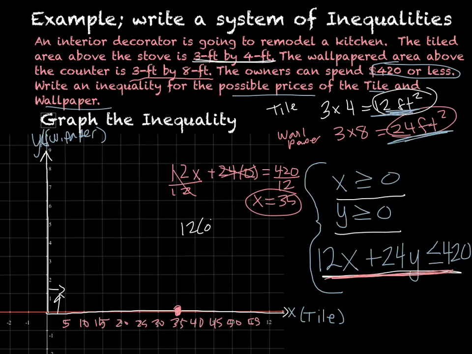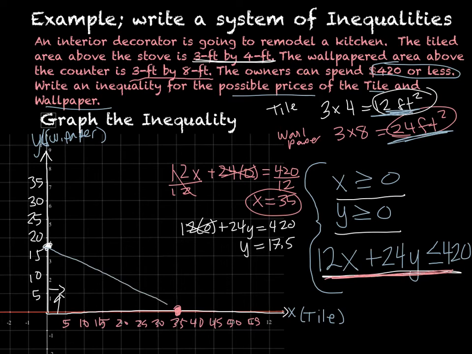So 12 times 0 plus 24 times y equals 420. And that would give me y equals 17.5. So again, if I go by 5s, then 17.5 is in between the 15 and the 20, right in the middle. And then I connect my lines. So I connect my dots right here, so right there.